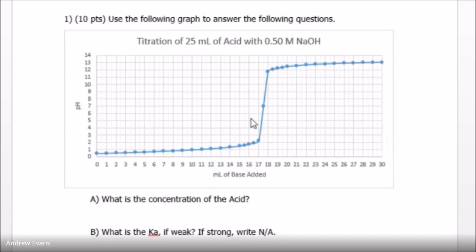This volume right there is 17.5 mL. Do not take the half equivalence point, which would be a little bit under 9 mL, and say, oh, the pKa must be something like 0.92, and then try to turn that into a Ka. Don't do that. Don't do that.